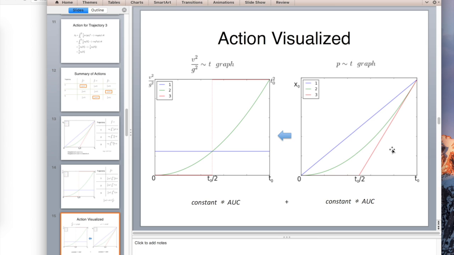We can intuitively think of it as a compromise between the area under the curve in the PT graph and the area under the curve in the v squared t graph. If you want a small area under the curve in the PT graph, the slope of the trajectory will be high, and the area under the curve in this v squared t graph will be large. If you have a large area under the curve in the PT graph, the slope of the trajectory will be small, and the velocity will be small, and the area under the curve in the v squared t graph will be small. So it's really a compromise between the two choices, and the green curve is actually the best compromise and will be the least of the action.